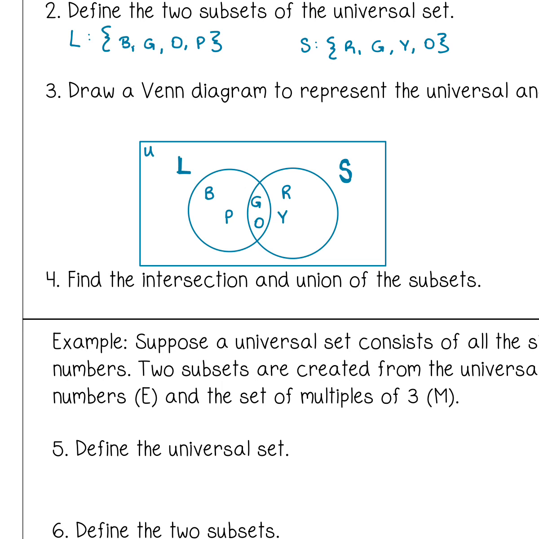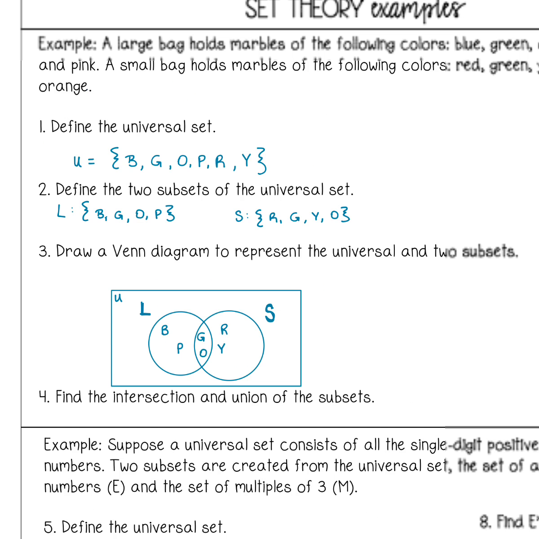So we should have the same number of colors in our universal set as in our Venn diagram with our two subsets. So do we have blue? Check. Green, it's overlapping, check. Orange, overlapping, check. Pink, check in the large. Red, check in the small. And yellow, check in the small.